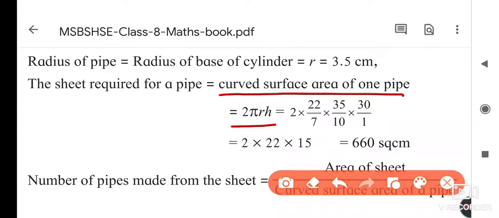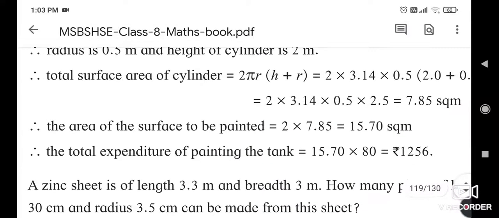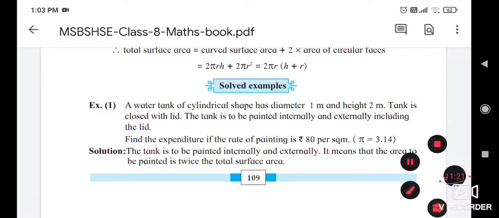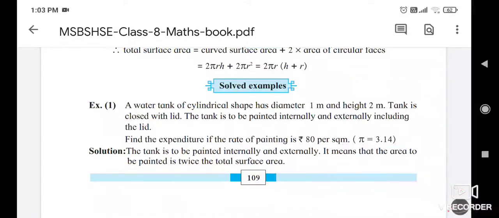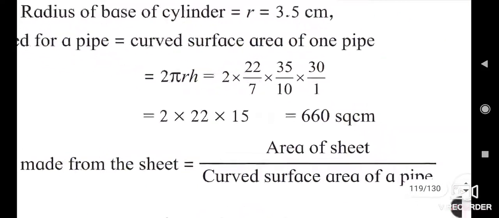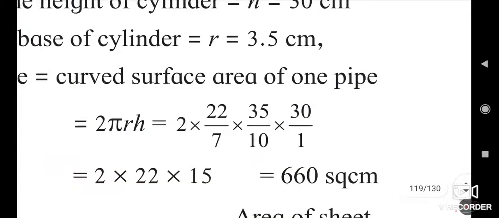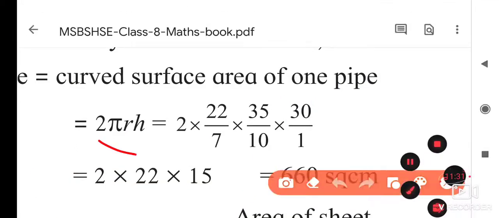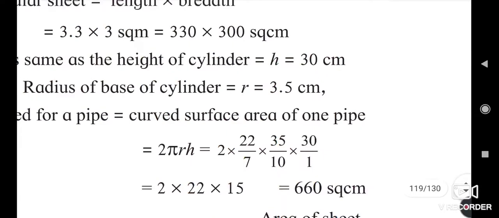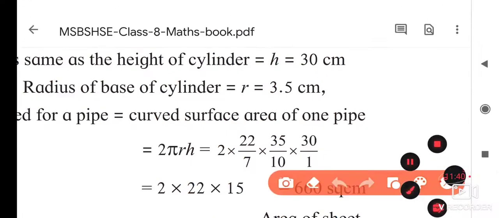In this example, the pi value is not given like above. Above, pi is equal to 3.14 was given, but here the value is not given. That's why we have to take 22/7. Just put the values and find the answer. So here 2 pi's value is 22/7. Radius is equal to how much is given? 3.5.